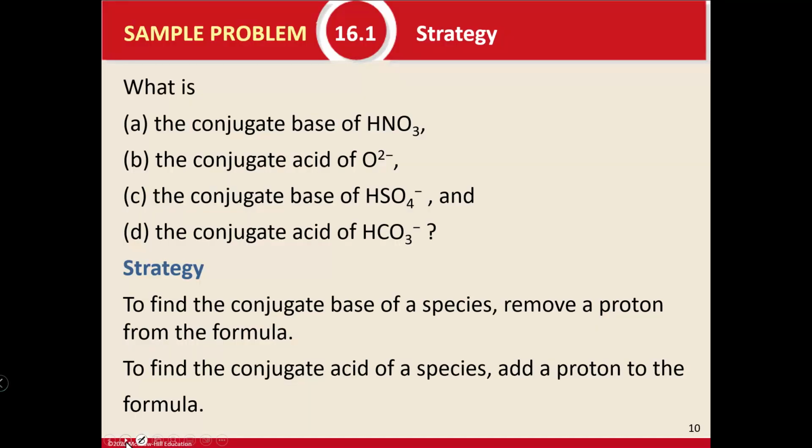All right, so let's check this out. You should be able to answer these fairly quickly. These shouldn't take that much time. So it says, what's the conjugate base of nitric acid? You would say nitrate. You lost a hydrogen ion.